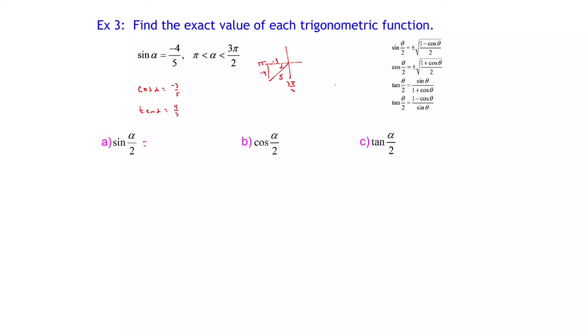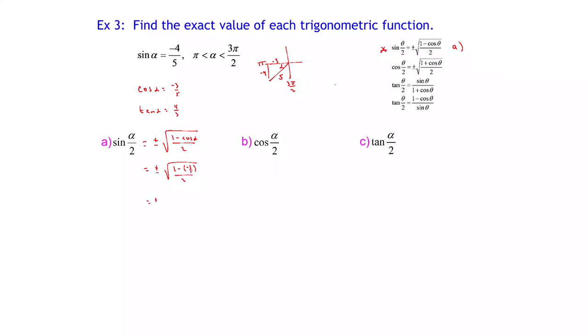Sine of alpha divided by 2. So we will look at the first one here. This will be for part A. And this will be plus or minus the square root of 1 minus cosine of alpha divided by 2. So what's cosine of alpha? That's negative 3/5. So it'll be 1 minus negative 3/5 divided by 2.